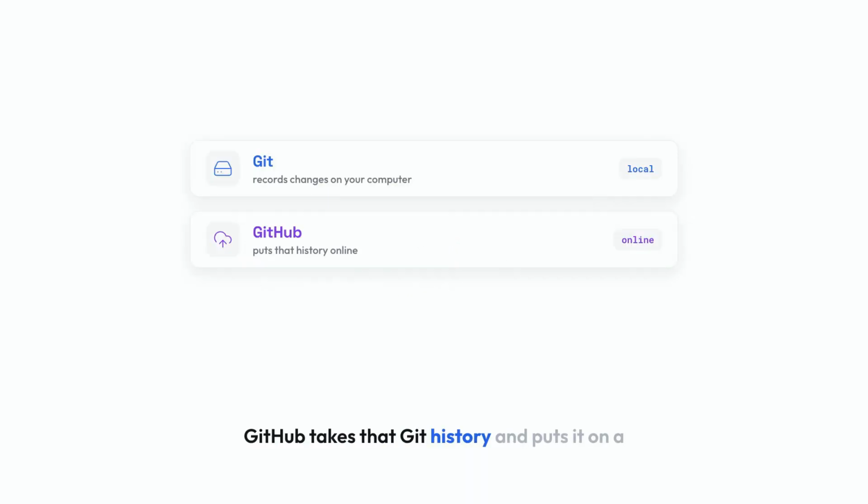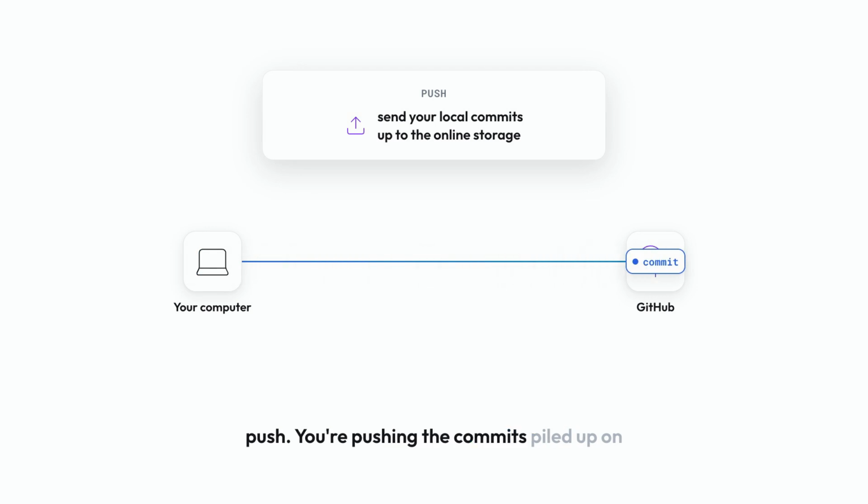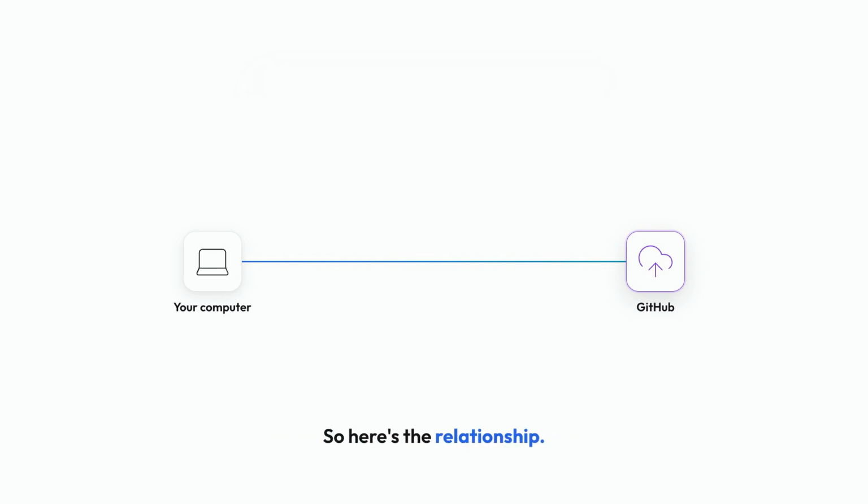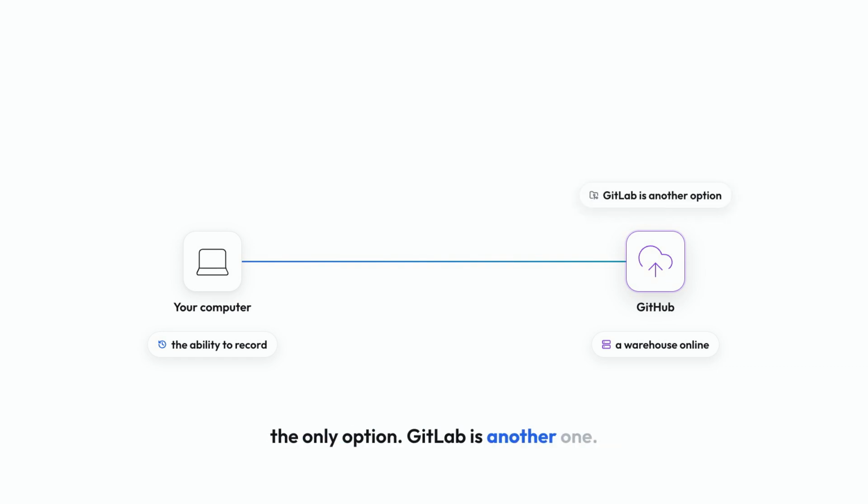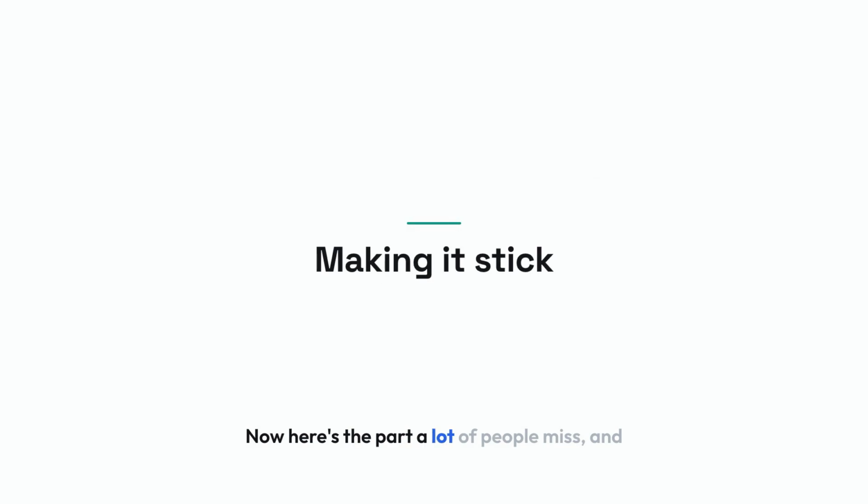GitHub takes that Git history and puts it on a server online so other people can see it, compare it, and merge it together. And that act of sending it up is called a push. You're pushing the commits piled up on your computer to an online storage spot. So here's the relationship. If Git is the ability to record, then GitHub is one warehouse for putting those records online. It's the most famous one, but it's not the only option. GitLab is another one. Now here's the part a lot of people miss, and I'll show it to you in a second. But first, let's lock all of this in with something you've probably used yourself.